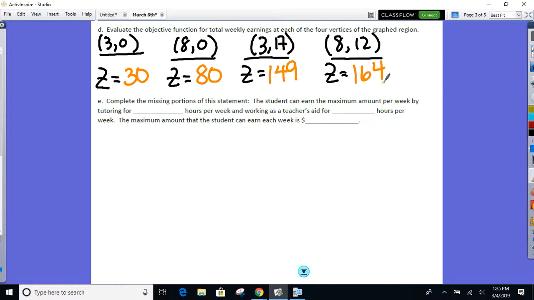Okay. We're only going to be interested in the max here, because I don't want to make the minimum amount of money with my time. I want to make the max amount. So what set of hours is going to give me the maximum amount of money here?